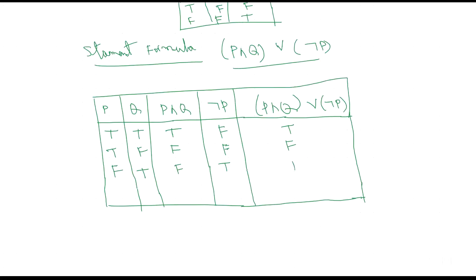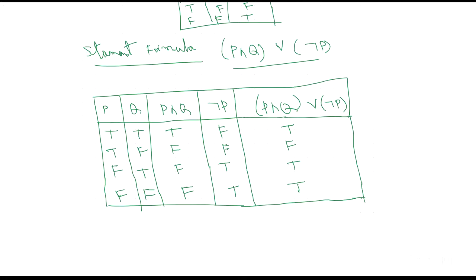Suppose P is false, Q is false. P and Q is false. But negation P is true. So P and Q, negation P is true.